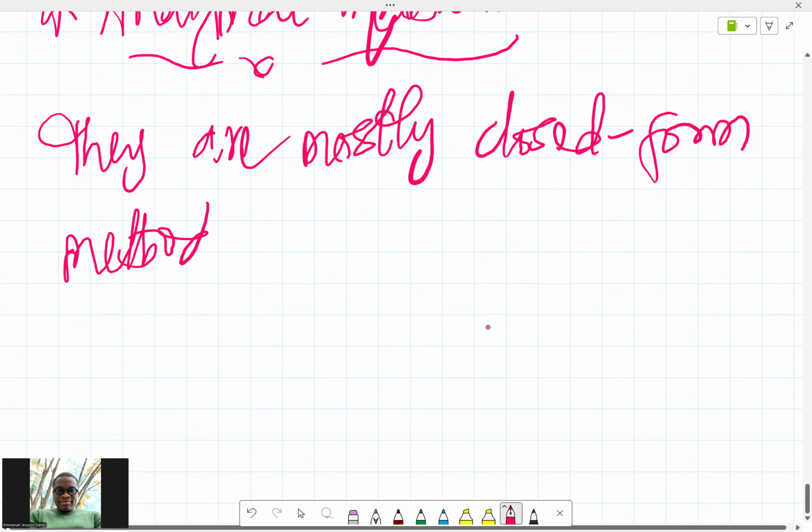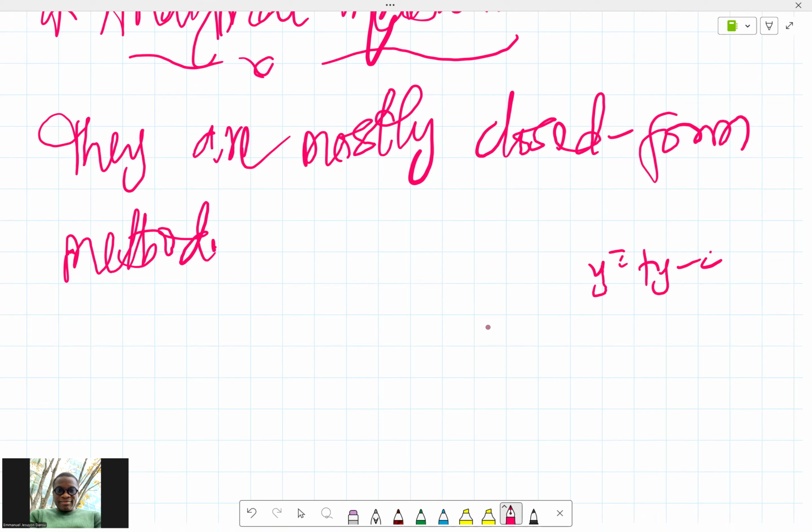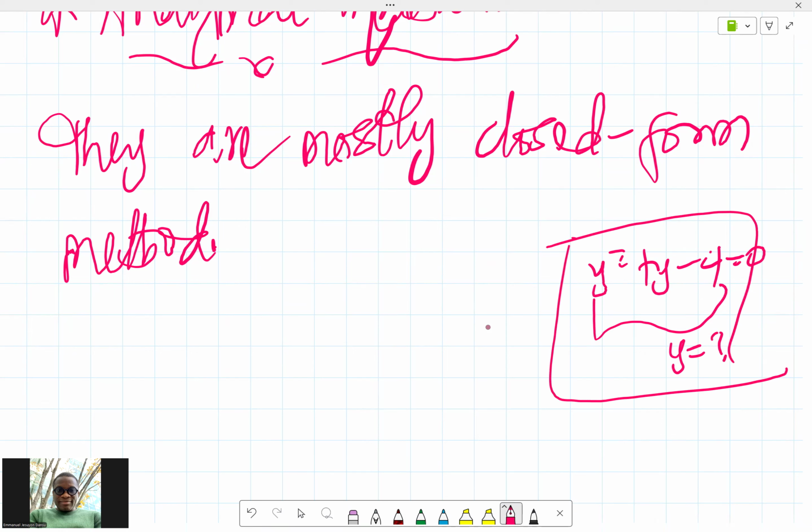When you solve an equation, you're looking for the variable. So what I mean is, if you have y² + y - 4 = 0, when you solve this, you're going to get specific values for y. On the other hand, if you solve y'' + y' = 4, you know what you're looking for?